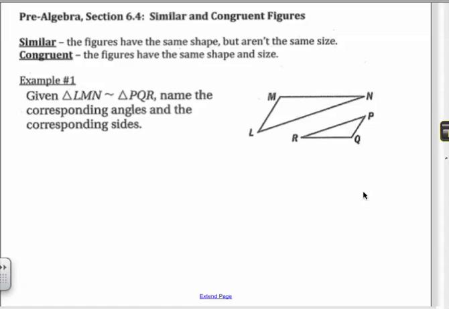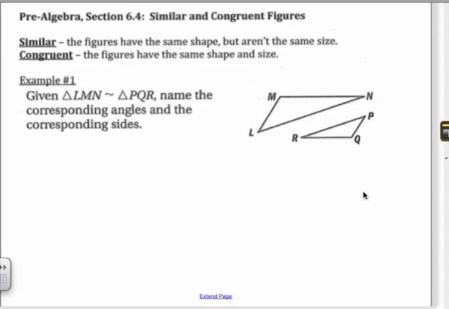Okay, guys, today we're going to talk about similar and congruent figures. The reason we're going to talk about these now is that if you have figures that are the same shape, then their sides are going to be proportional, and we can set up proportions to find sides that we don't know the lengths of. Okay, so let's look at some definitions for a moment.